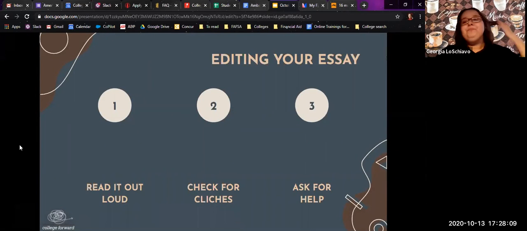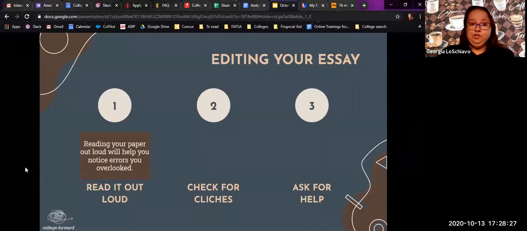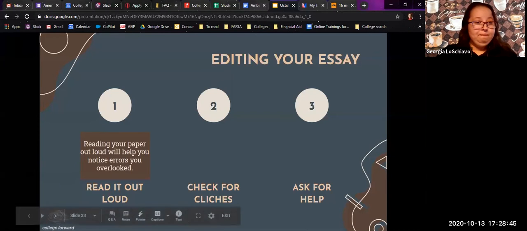The best way to edit your essay is to take it in several steps so that you're not overwhelmed all at once. One of the big things that people say is to read it out loud to yourself. If you read your paper out loud, it will help you notice errors you overlooked. This can be if a sentence sounds clumsy, if you use the wrong word, if you have a comma in completely the wrong place. Just make sure that when you're reading it out loud, you're reading it as you wrote it, not as you intended to write it. That will help you catch a lot of common mistakes.